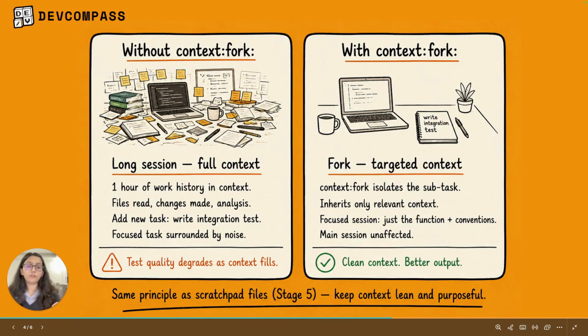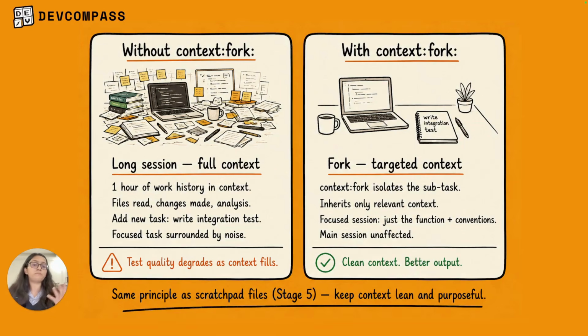context: fork, which is the third tool, and it's one of the most specific to managing long sessions. Okay, so a long Claude session is like you've been working for hours. The context is full of work history, file reads, changes made, analysis done. Now you need to do one focused subtask: write a new integration test for a single function. If you do it in the main session, the test writing task is surrounded by all that noise. So the test quality degrades as the context fills.